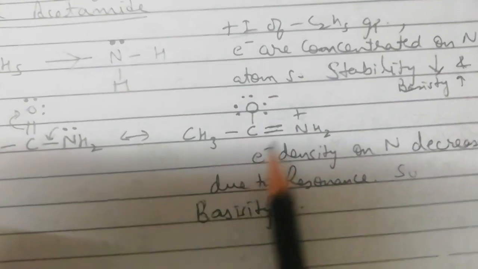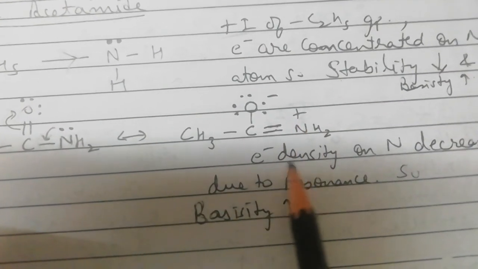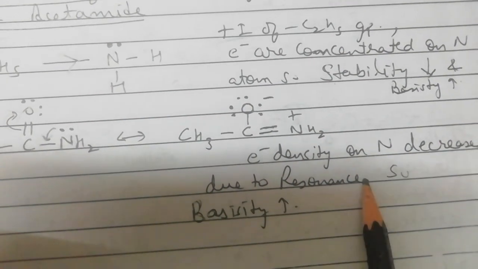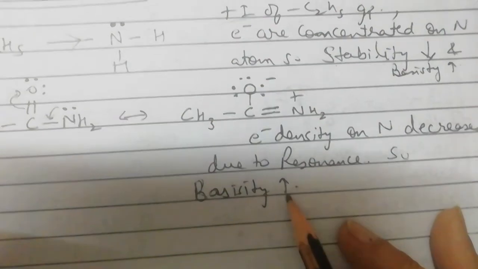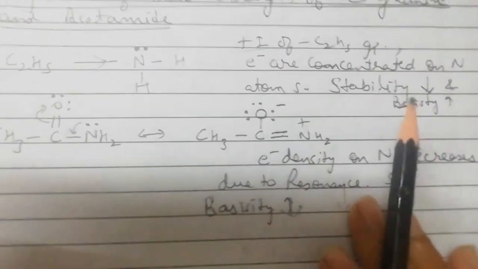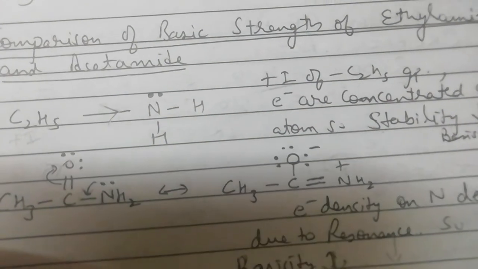So we can say this positive charge on nitrogen, the electron density on nitrogen will decrease due to resonance. So basicity of the system will decrease. So out of ethylamine and acetamide, if we want to compare the basic strength, which one is more basic, we can say that ethylamine is more basic than acetamide.